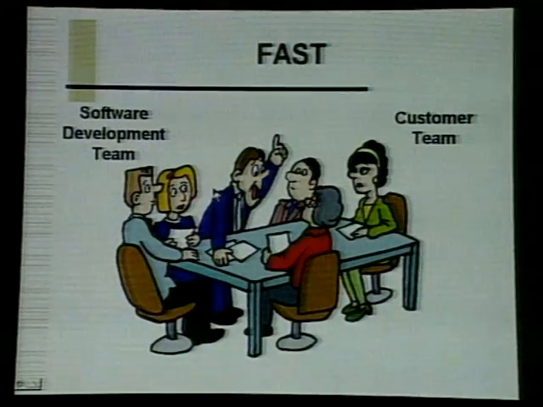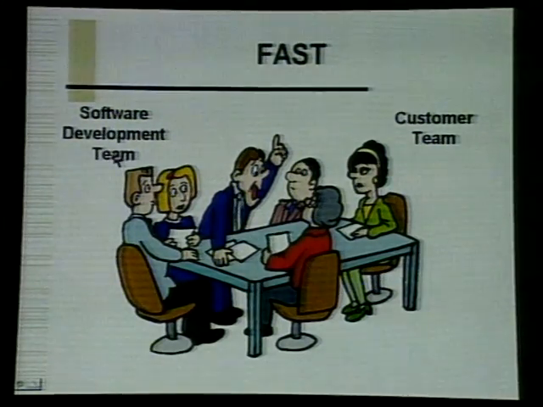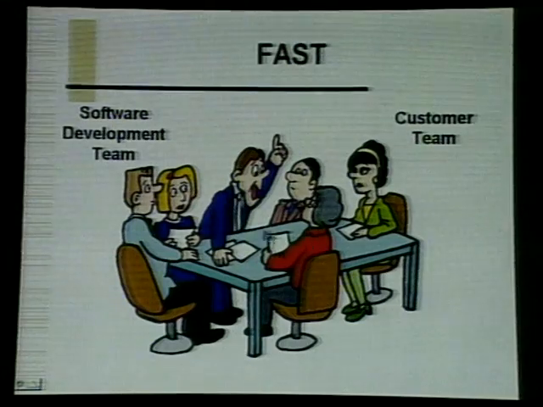The first technique we want to discuss is called FAST, or the Facilitated Application Specification Technique. The FAST team comprises people from the software development team and people from the customer team. All these people sit together and try to gather the requirements. This approach encourages the creation of a joint team of customer and developers who work together to identify the problem, propose solutions, negotiate different solutions, and specify a preliminary set of requirements.